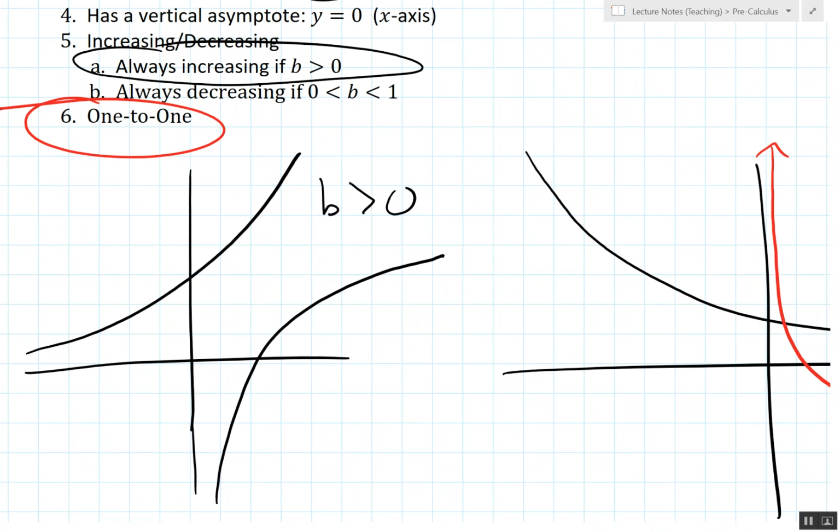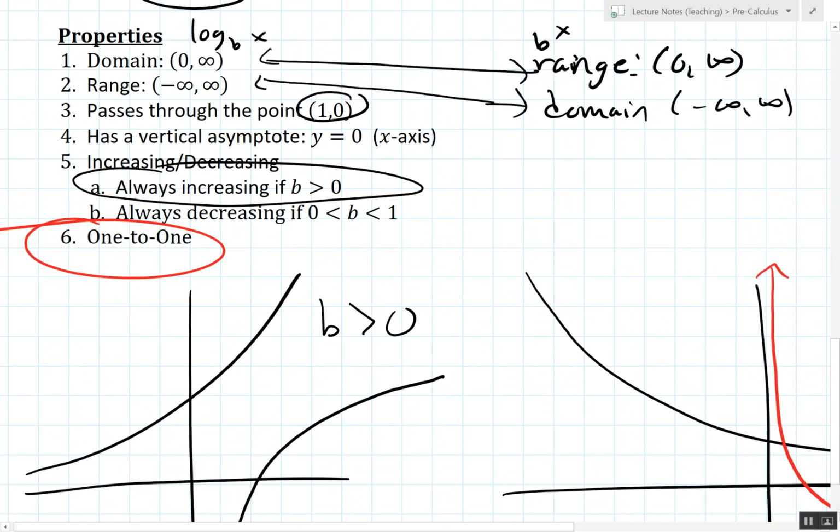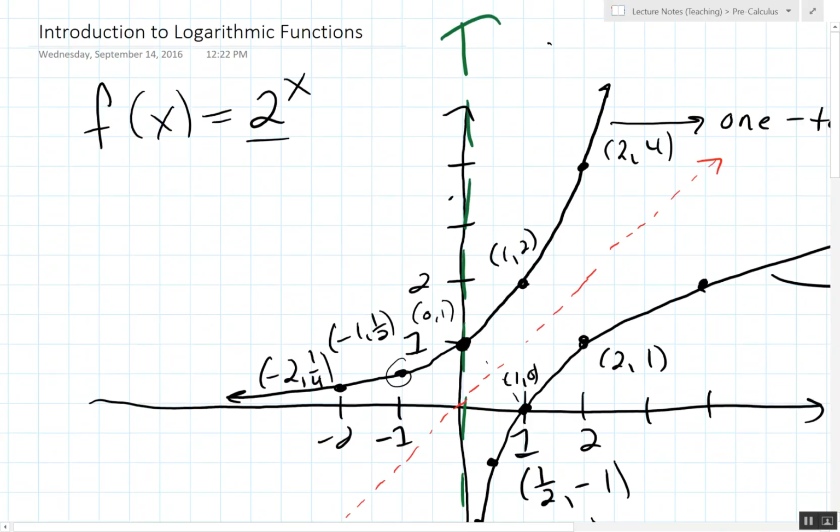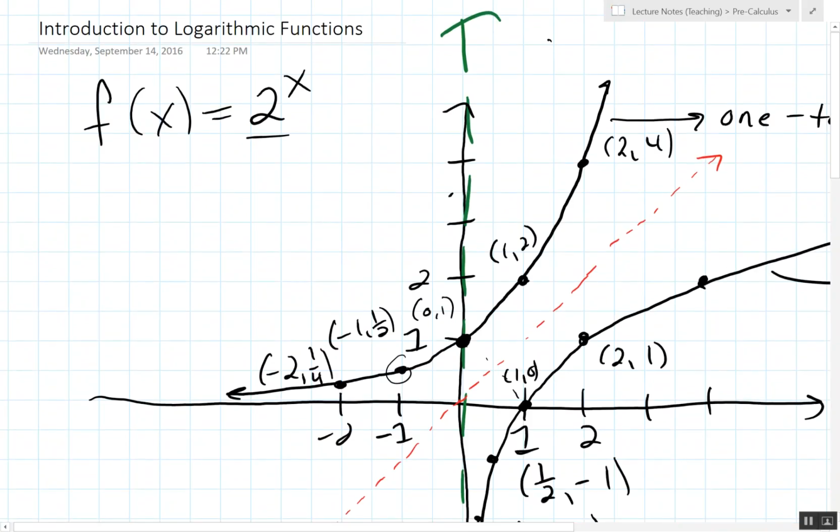So those are the basic properties of logarithms you should know. We'll talk more about additional properties in future videos, one for this set and then one for the set on Monday. Up next, we're going to talk about converting between exponential and logarithmic notation.